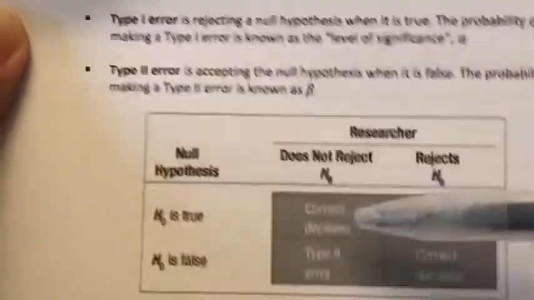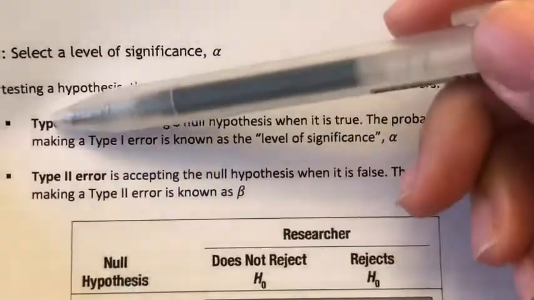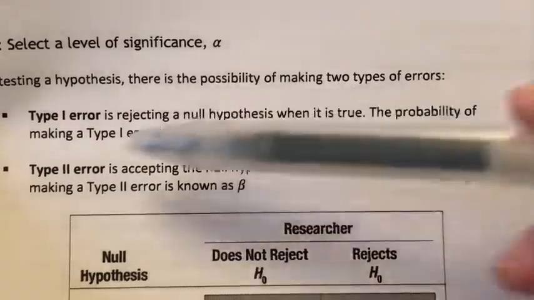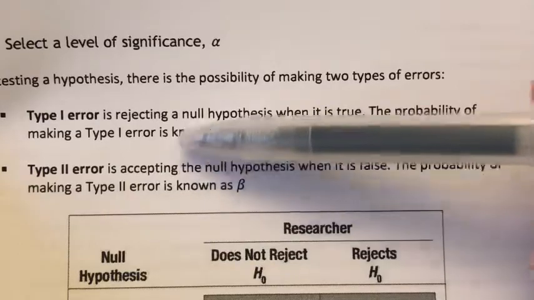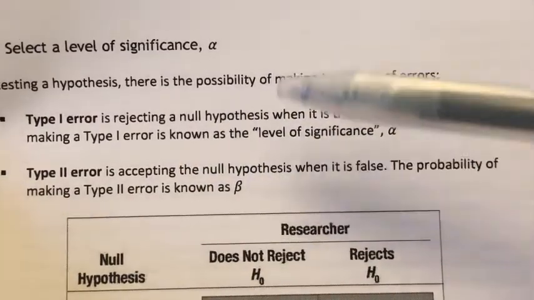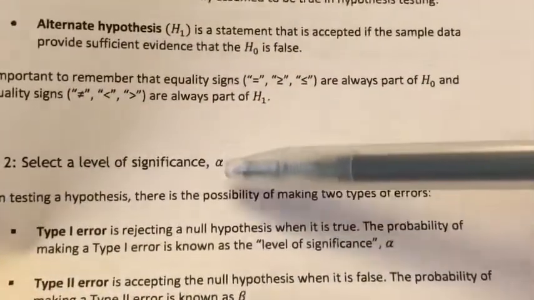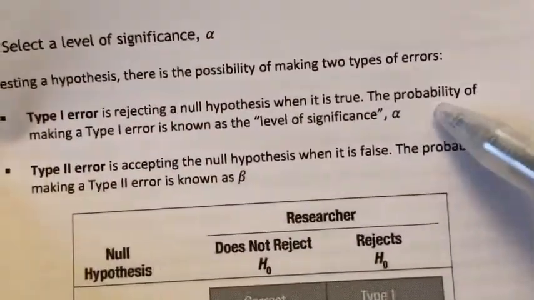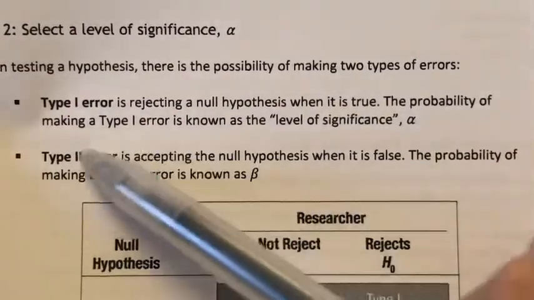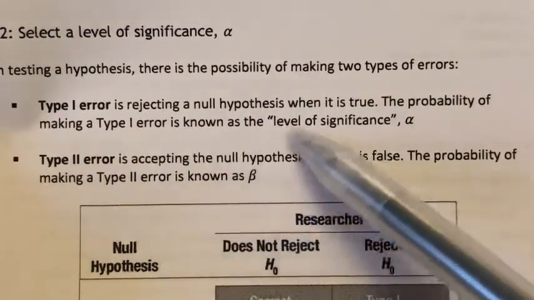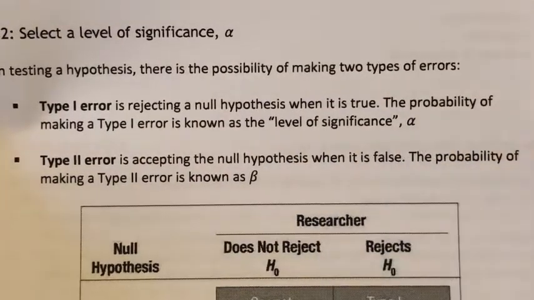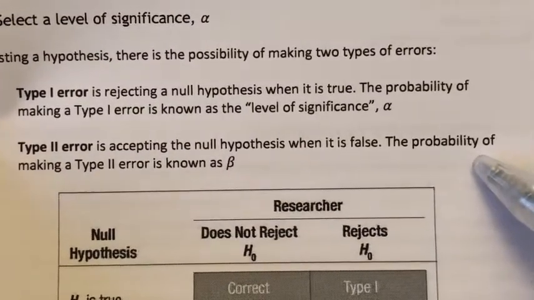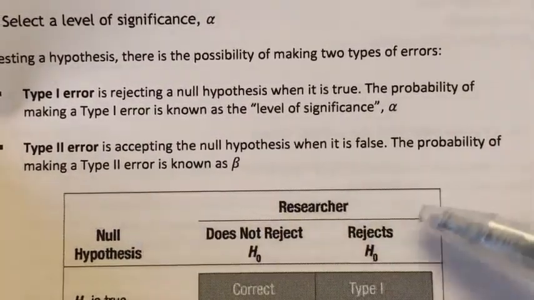Okay, so let me repeat. Type 1 error is rejecting a true null. Type 2 error is accepting a false null. Now, where does the alpha or level of significance come into place? The probability of making a type 1 error, that is the level of significance, or alpha. Whereas the probability of making a type 2 error is known as beta.